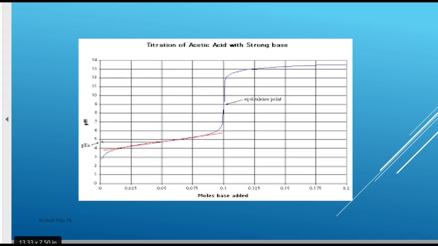So here you see the titration curve of acetic acid with a very strong base. And you can see that the equivalence point is where half of the acid is titrated, and that gives you the pKa value of 4.7.